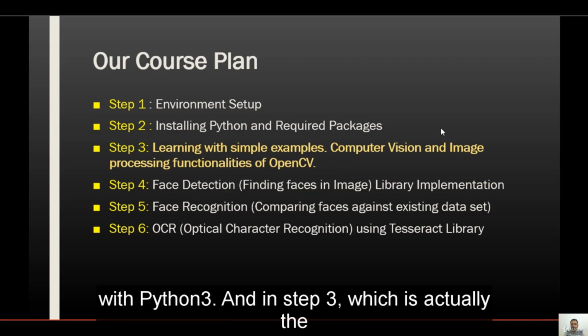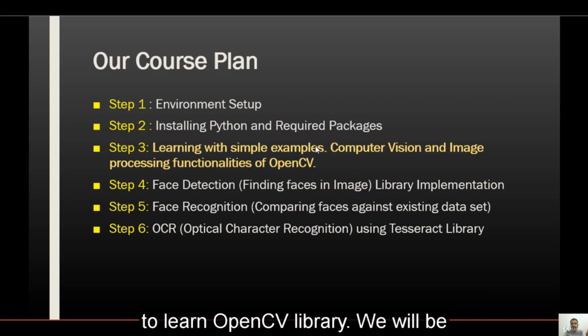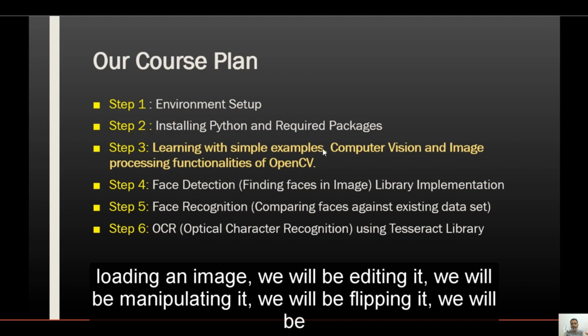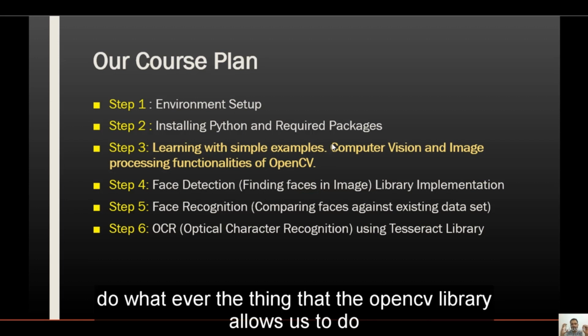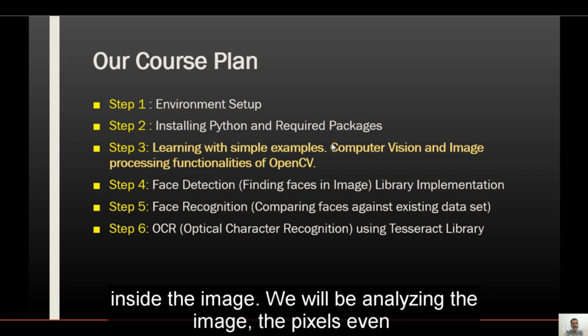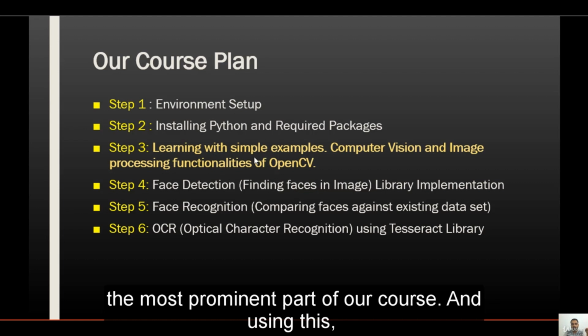And in step 3, which is actually the essential part of this course, we will be using simple examples to learn the OpenCV library. We will be loading an image, editing it, manipulating it, flipping it, changing colors, combining. So we will do whatever the OpenCV library allows us to do with the image. We will be analyzing the image, the pixels, even single pixel level of that image. So this will be the most prominent part of our course.